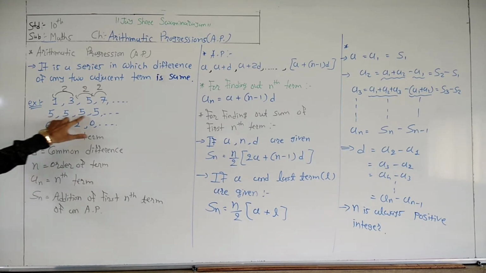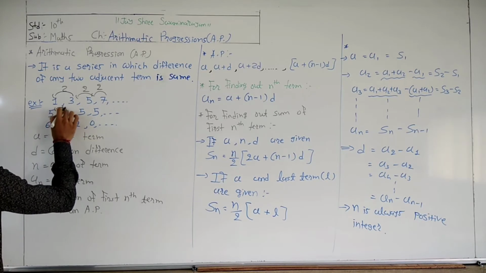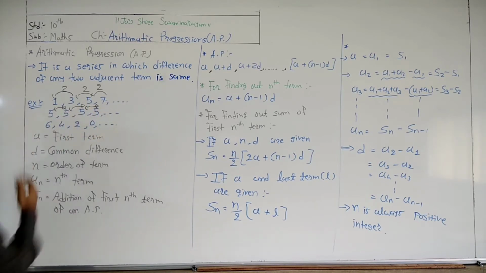Now 5, 5, 5, 5, 5 continuously. Here the difference between these two terms is 0, 5 minus 5 is 0. Here the difference is 0, and here also the difference is 0.